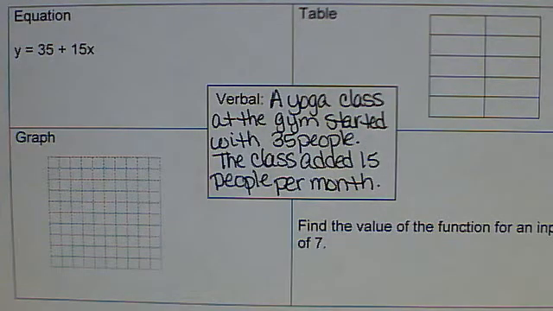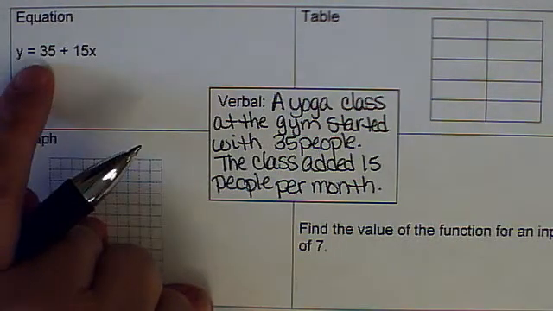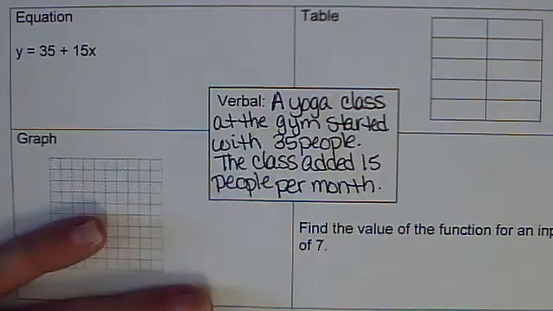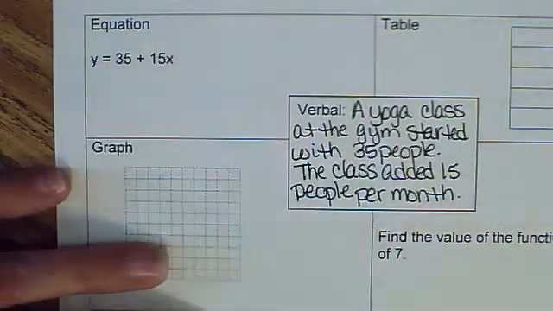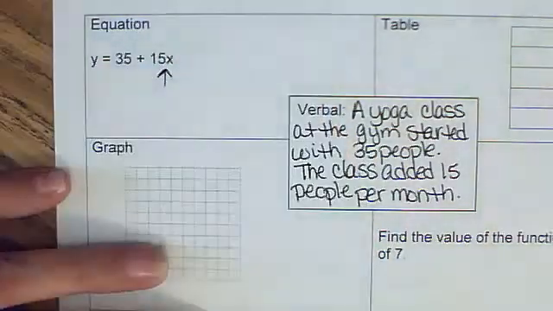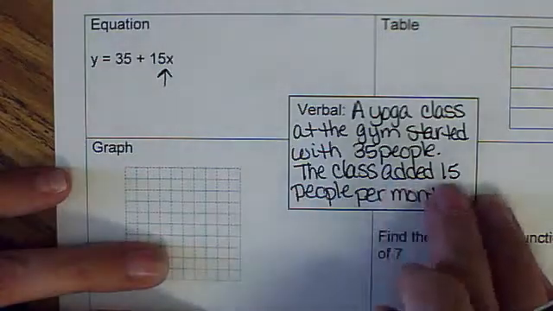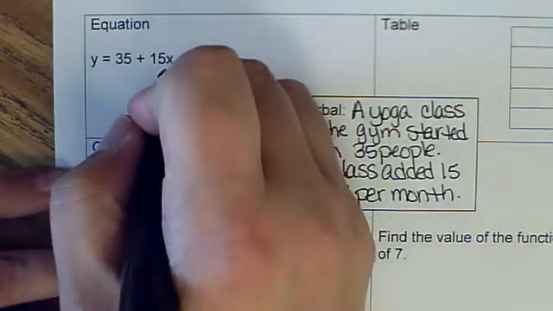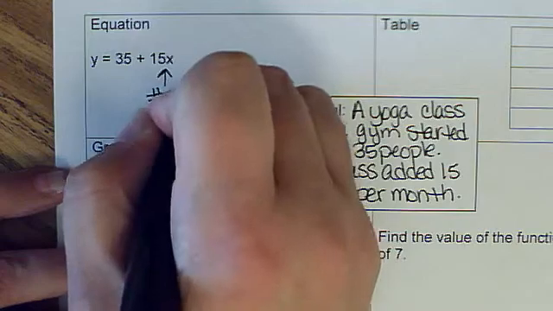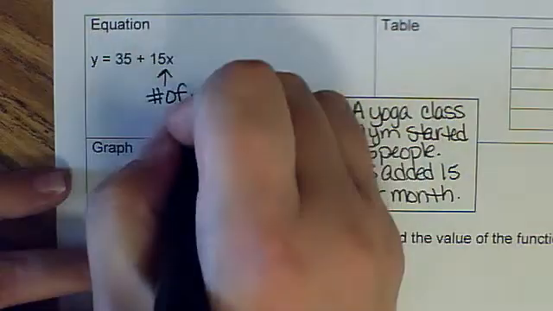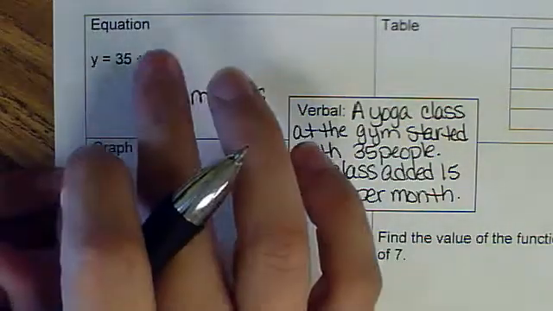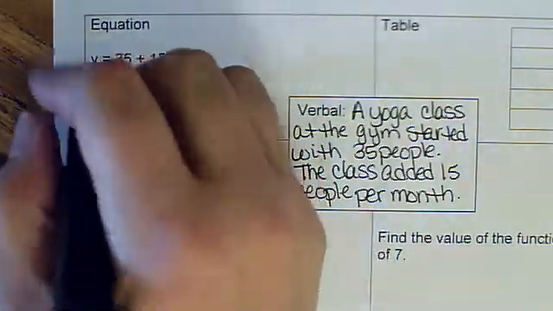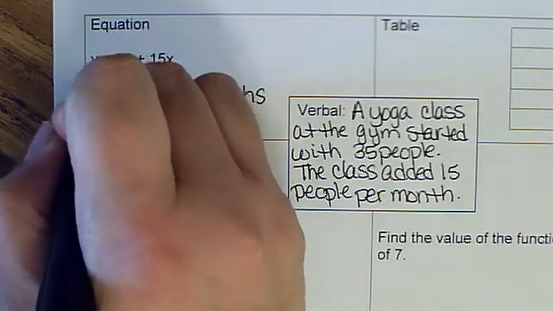A yoga class at the gym started with 35 people. The class added 15 people per month. Does that fit this equation? Yeah, 35 people, 15 people per month. So in this equation that I have here, let's go back for a second and connect our verbal to our equation. What does this x stand for? Remember it said the class added 15 people per month, so x has to be the number of what? It has to be the number of months. So 35 people plus 15 people per month, this y has to be the total people.